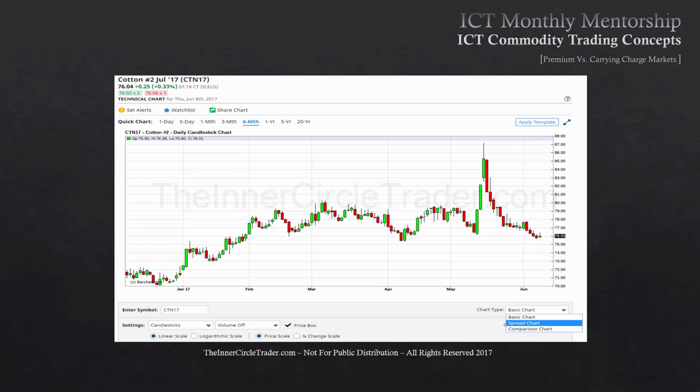Okay, so now what we want to do, once we load up our nearby contract, is develop a spread chart. A spread chart is the difference plotted between a nearby contract and the next month out. You do that by going to barchart.com and clicking on the little tab in the lower right hand corner here to start the spread chart.